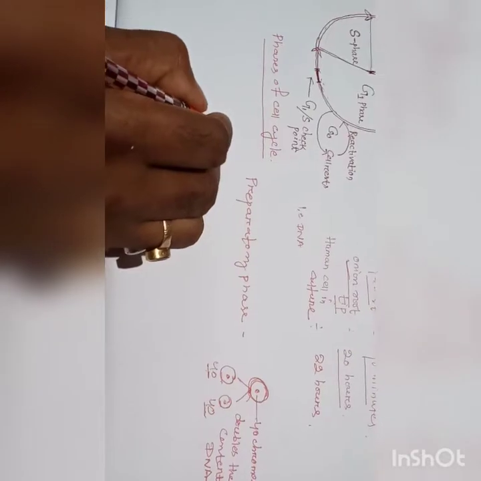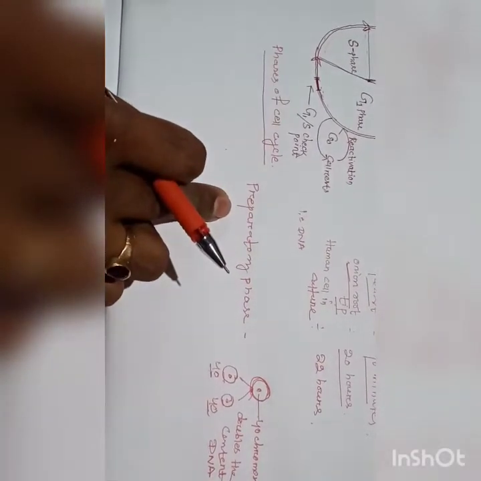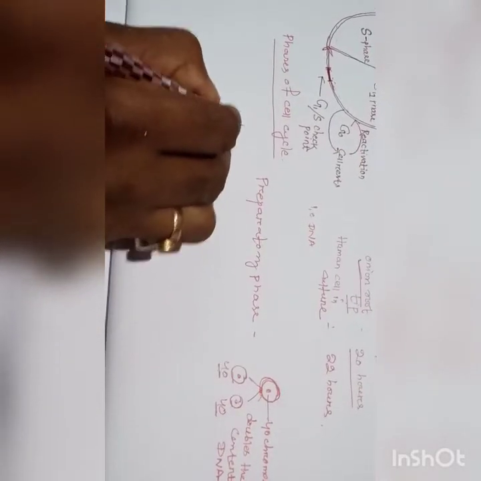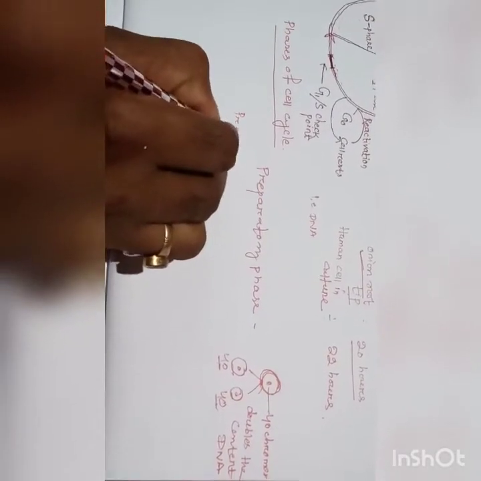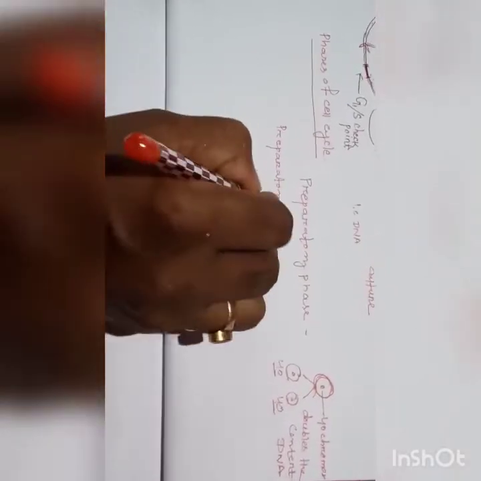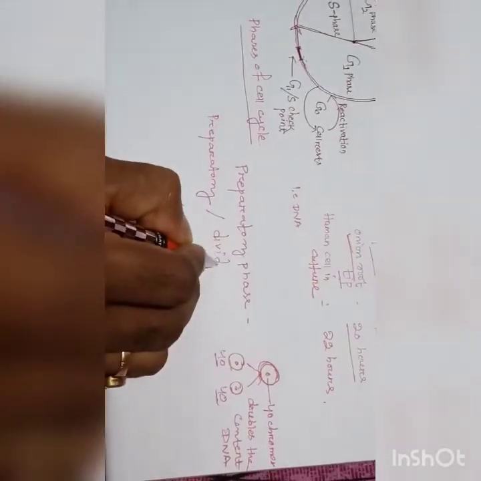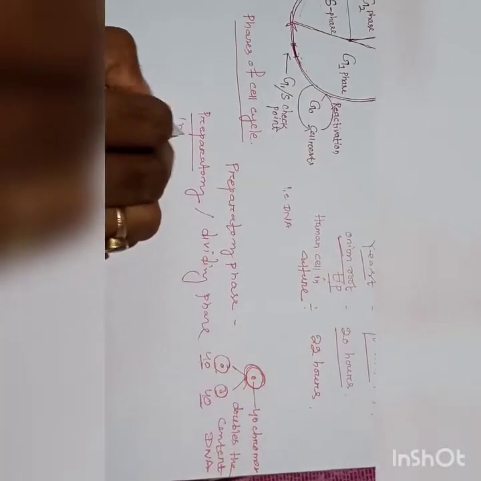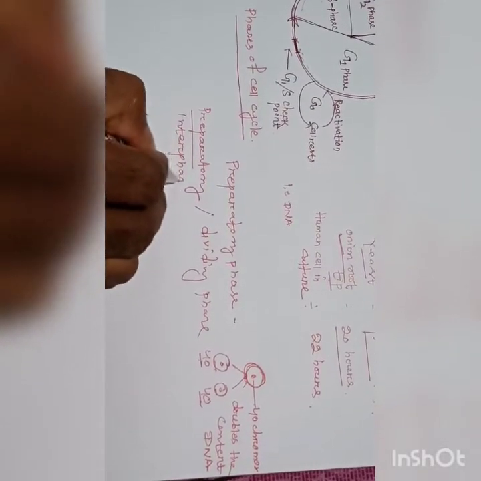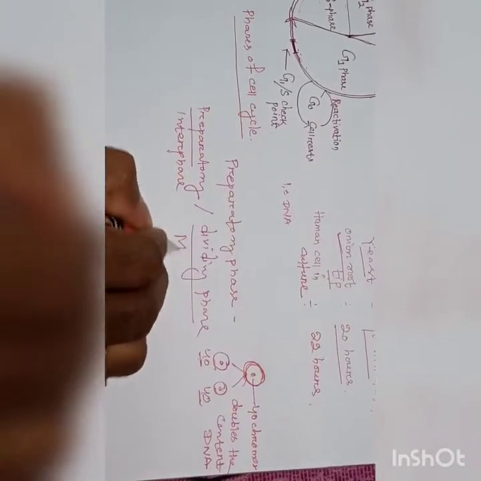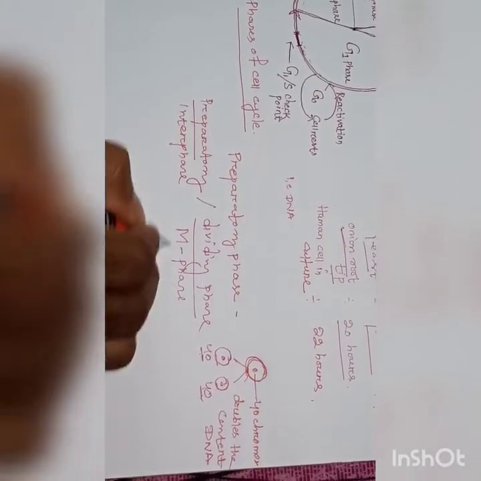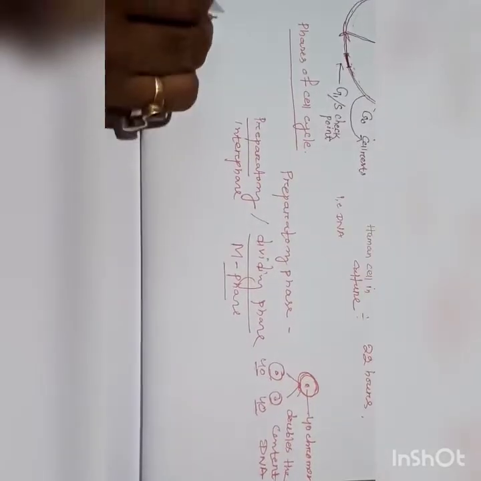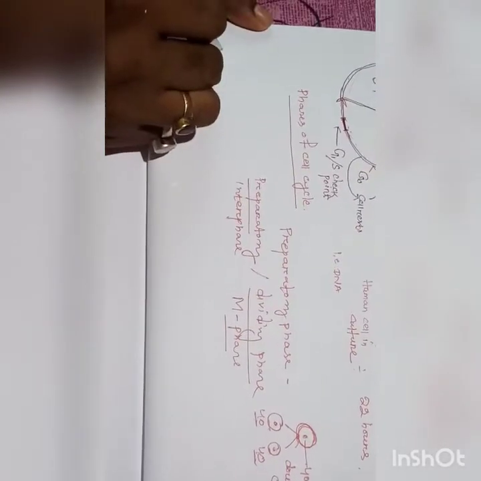So now we come to the conclusion that a cell cycle has two phases. The first is the preparatory phase, and the second is the dividing phase. This preparatory phase is called interphase, and the dividing phase is called M phase or mitotic phase. So now we'll talk about interphase.